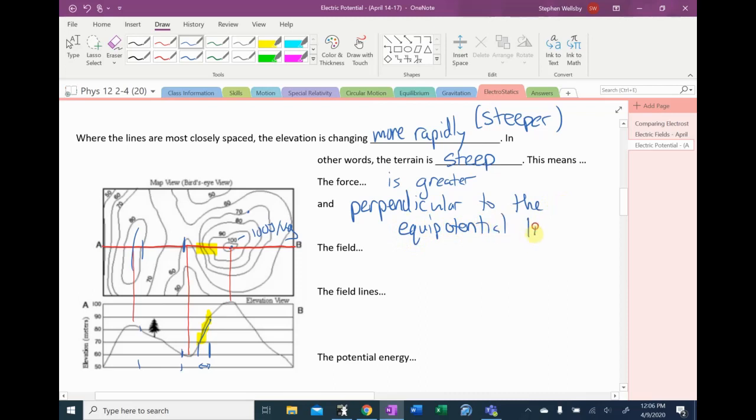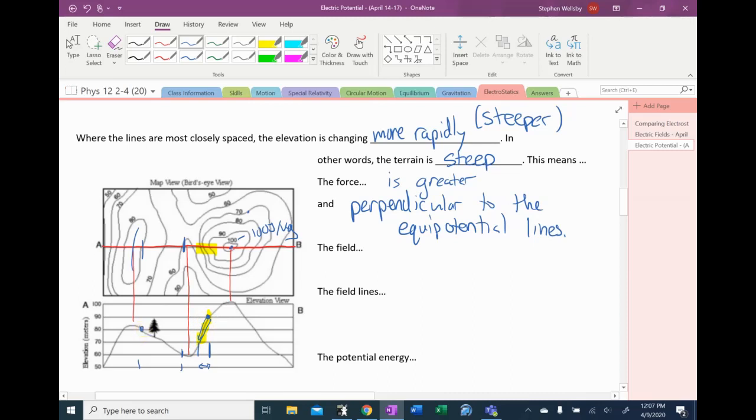Or to the equipotential lines. And the reason why I say the force is going to be greater, well, if you were to roll a ball down this part, you would have an overall resultant force that was quite large. You would obviously see this ball accelerating in this direction very, very quickly. Large acceleration means that it must have a larger overall force.